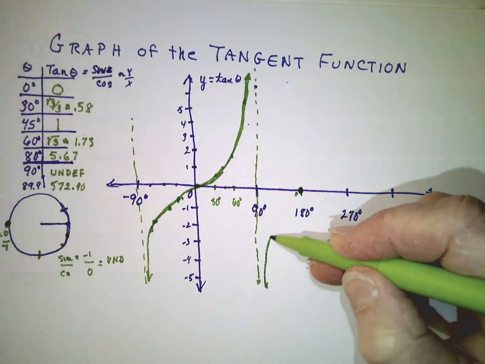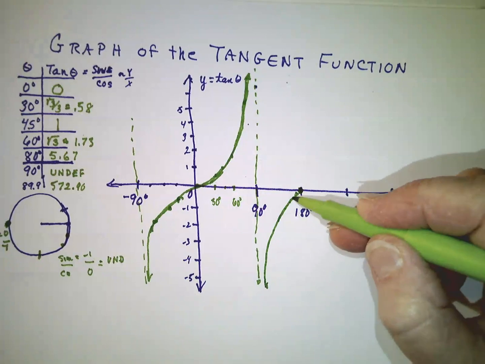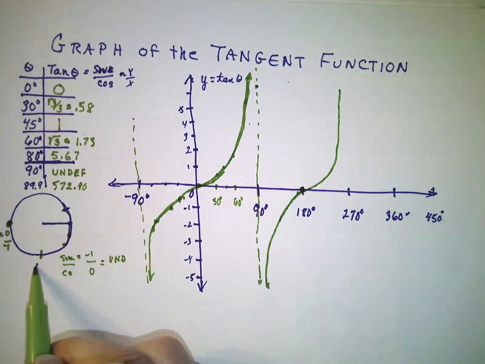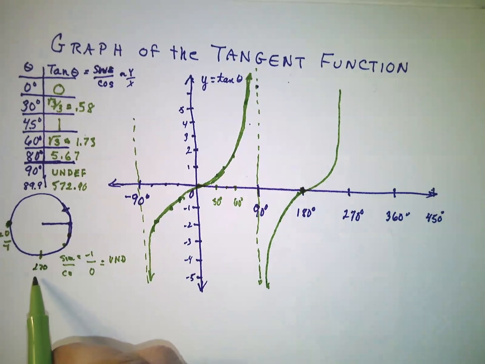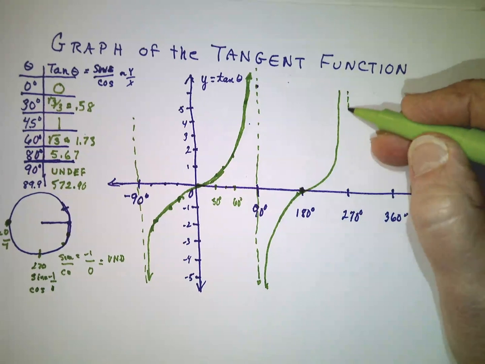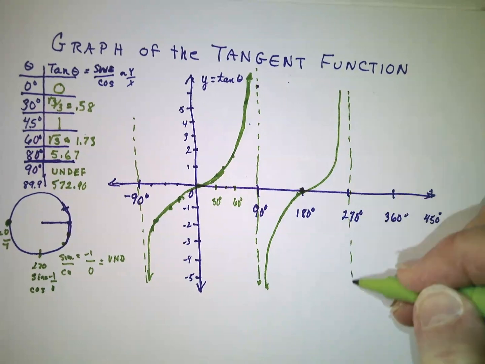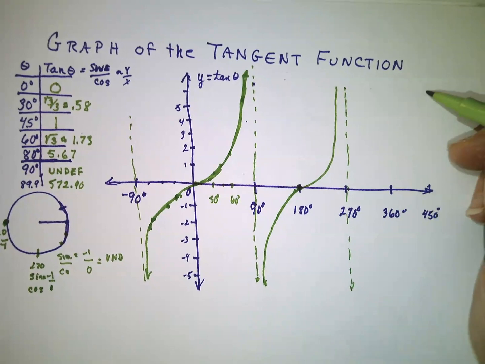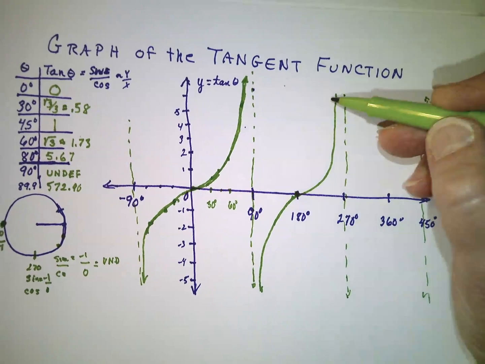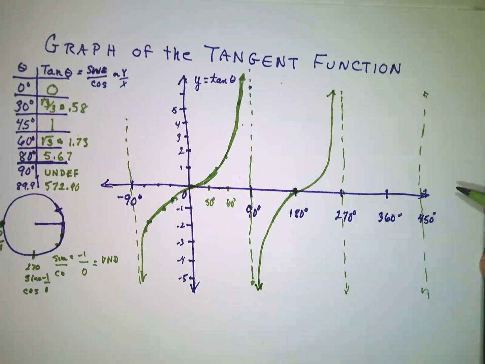And the graph is going to be a repeat, because at 270 degrees, the sine value is negative 1 divided by the cosine value is 0. We've got another asymptote at 270. And we're going to have another one at 450. So the tangent graph is totally wild, way different than sine or cosine.